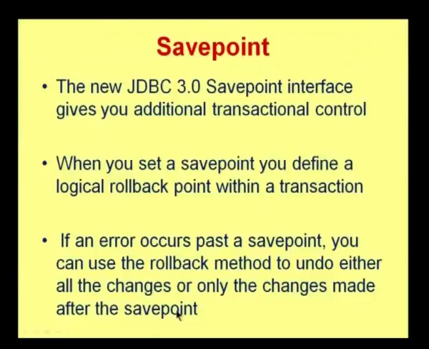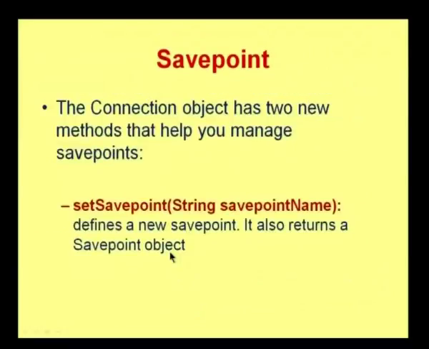That depends on what method of rollback I use. So you can see here the connection object has 2 new methods that help you to manage save points. Previously we didn't have save points till JDBC 3.0. Only in JDBC 3.0 do we have this option to set a save point and roll back to the save point. You have a method called setSavepoint, and I am giving a string, the save point name. So I am going to assign a name to the save point.